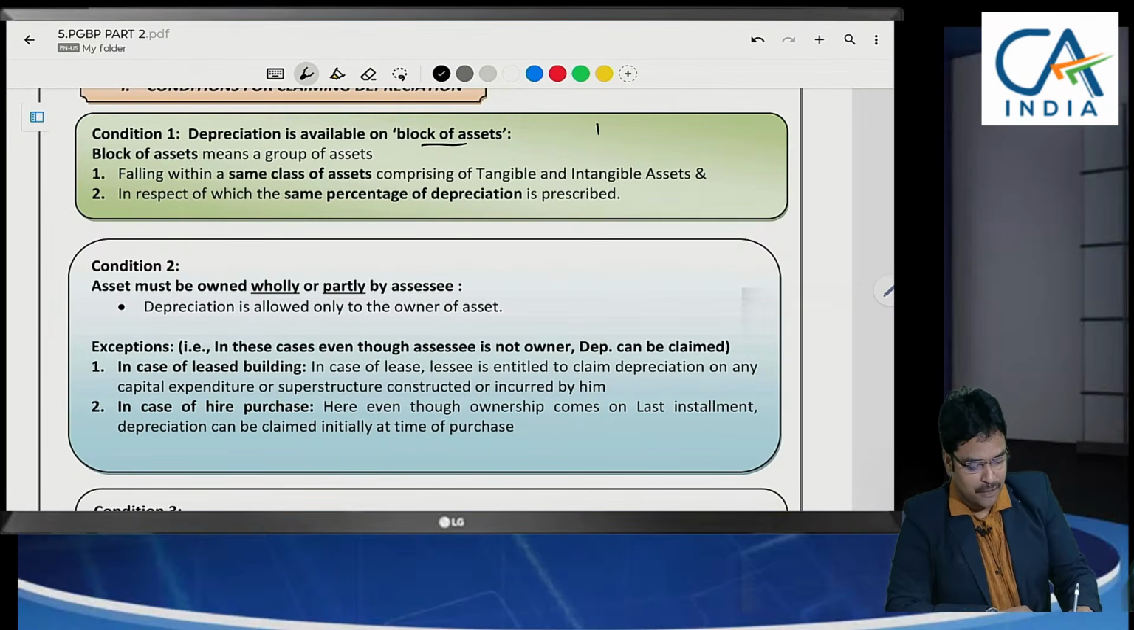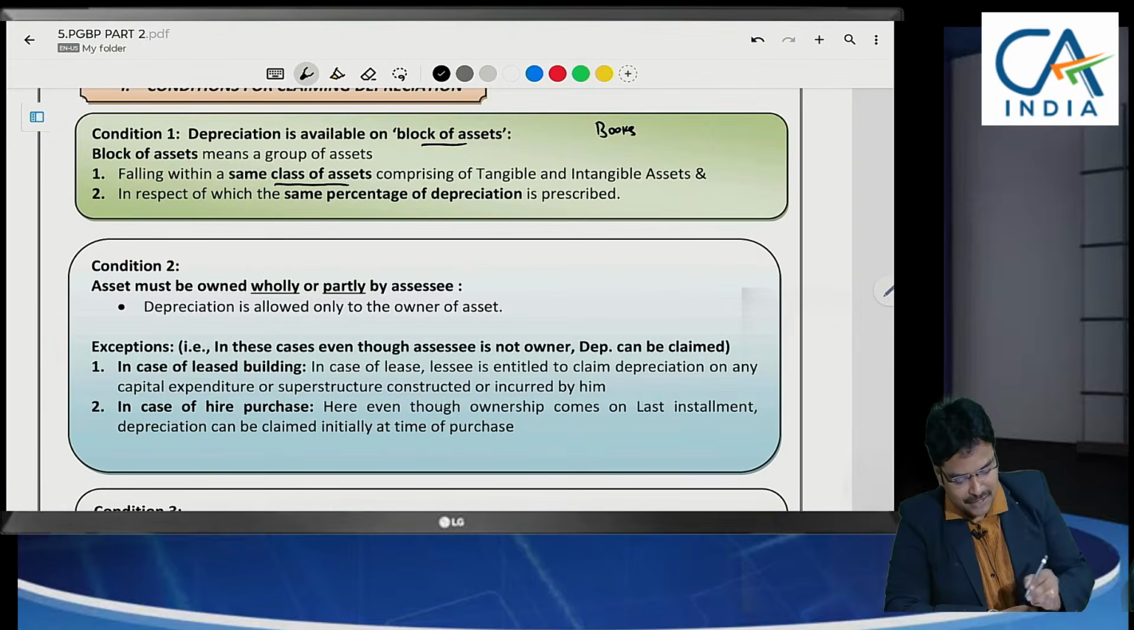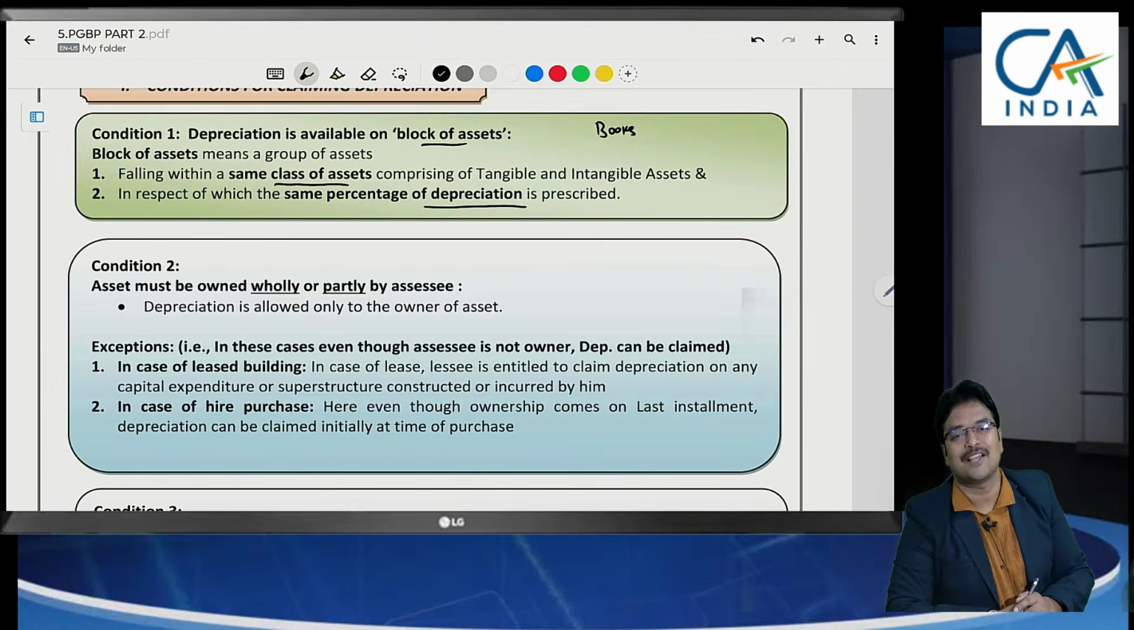Usually in books of accounts, for each individual asset they claim depreciation. But in case of Income Tax Act, what they have specified here is you have to claim depreciation on the block. What do you mean by the term block? It should be same class of assets with the same percentage of depreciation. So 2 points have been specified here, same class of assets with same percentage of depreciation.